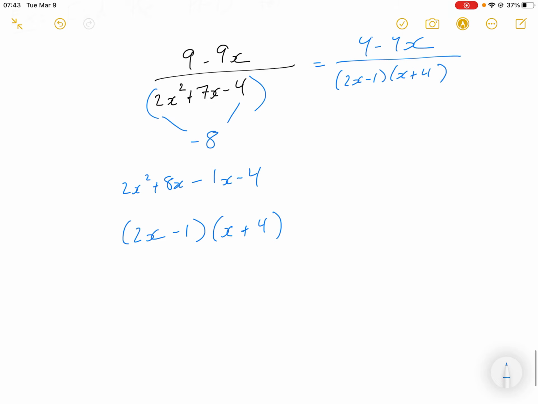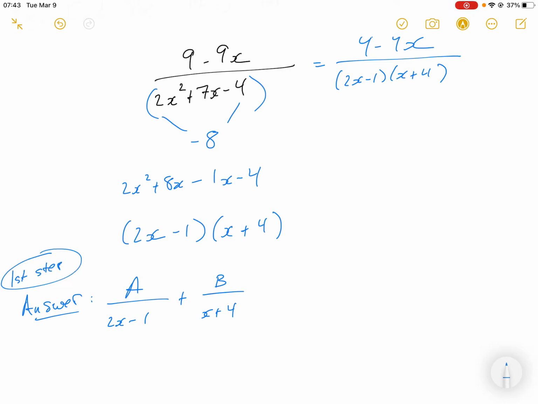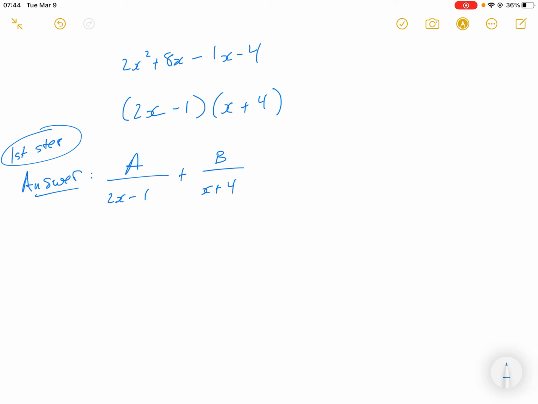And so I know that my final answer will have the format a over 2x minus 1 plus b over x plus 4. In any problem you do, this is always going to be your first step. Please write this down whenever you're working on a problem, say on a quiz, because this tells me that you sort of know what's going on at the very least, and then the rest might fall apart, but at least you know kind of the concept that we're trying to cover. So I know that the answer will look like this.